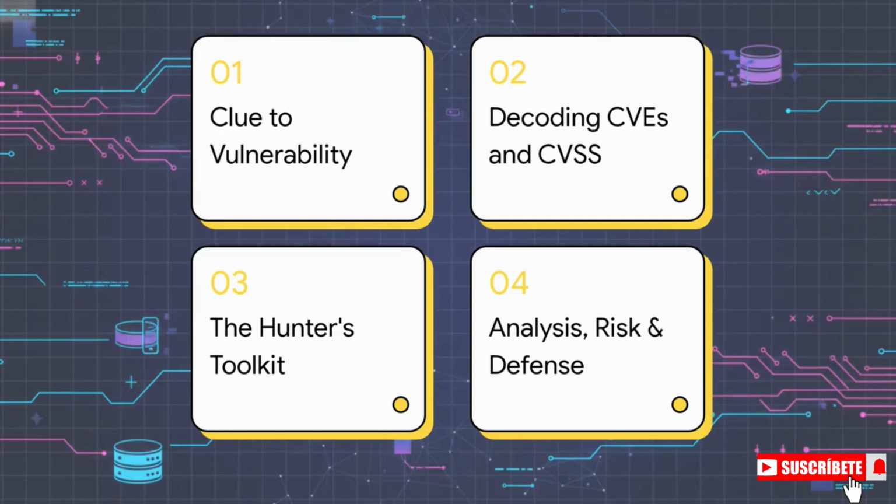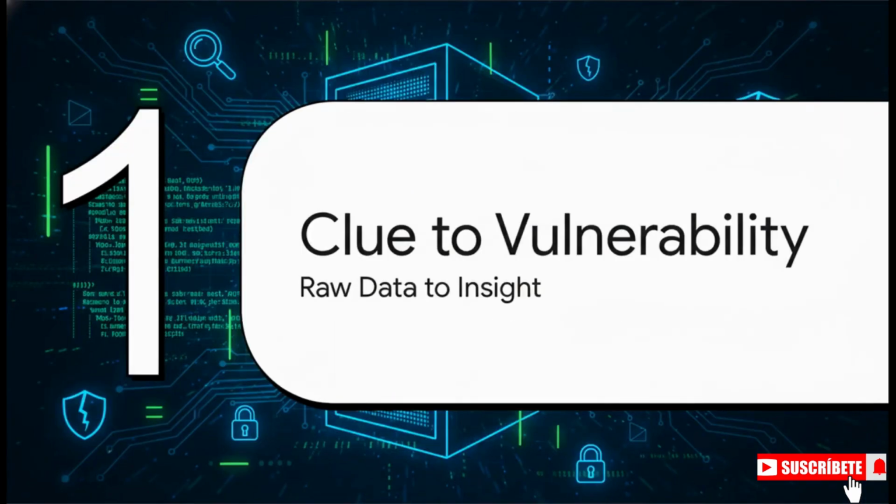All right, here's our game plan. First, we'll see how a tiny clue from a scan snowballs into a confirmed vulnerability. Then, we're going to learn the secret language of weaknesses, decoding things like CVEs and CVSS scores. After that, we'll open up the toolkit and look at how hunters actually find these flaws. And finally, we'll bring it all together to talk about risk and defense. Okay, let's jump right in.